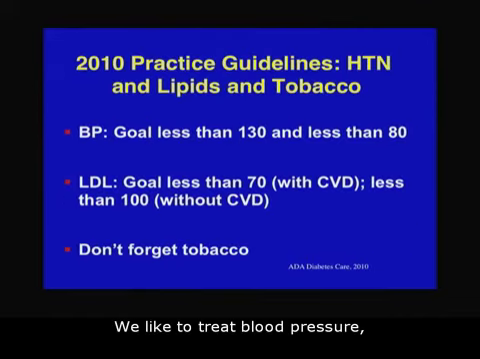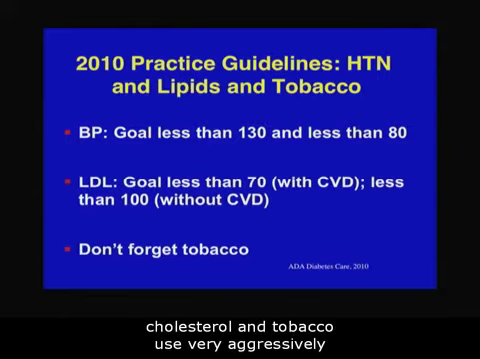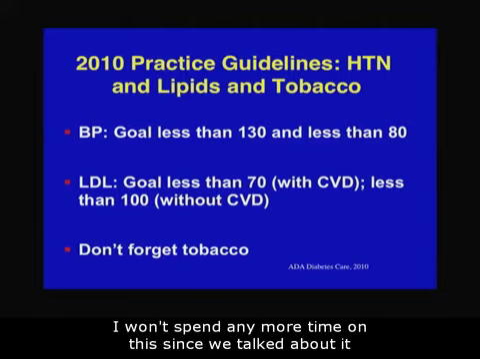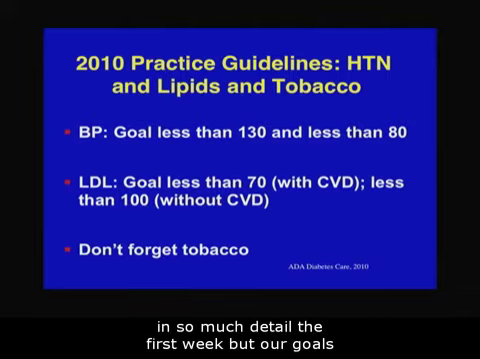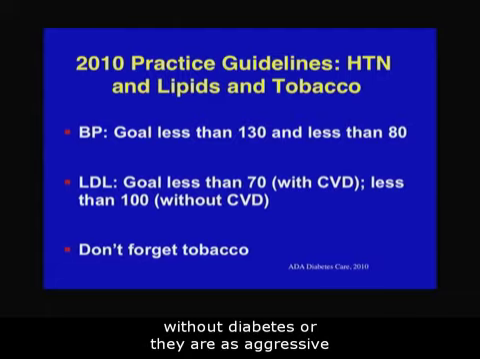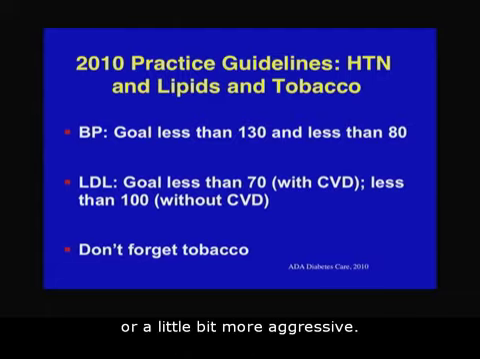We like to treat blood pressure, cholesterol, and tobacco use very aggressively in patients with diabetes. I won't spend any more time on this since we talked about it in so much detail the first week, but our goals for these are a little bit more aggressive than for patients without diabetes, or at least they're as aggressive or a little bit more aggressive.